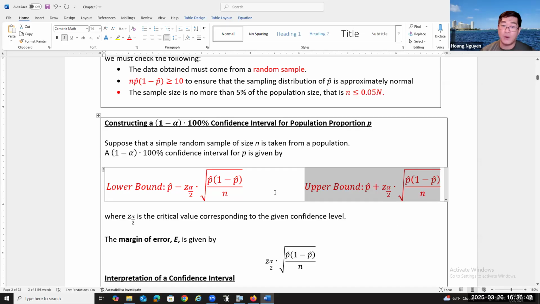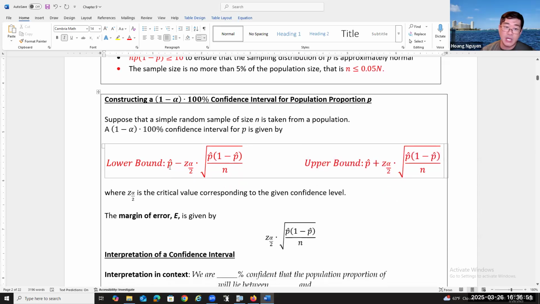So this is the calculation for the lower bound and the upper bound. In this calculation, p hat is the sample proportion, and the way that we calculate the sample proportion is x over n. So we should be okay with this. And once again, this is the calculation for the standard deviation that we learned from section 8.2, right? The square root of p hat (1 minus p hat) over n.